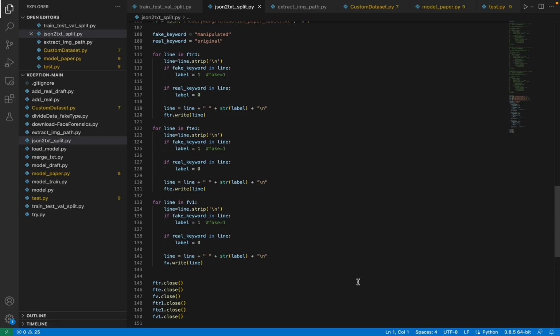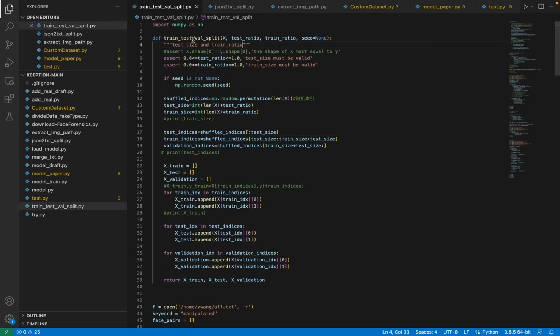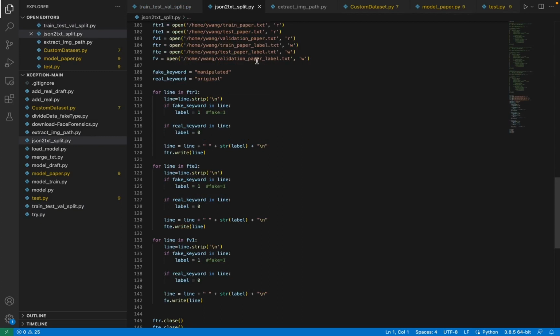After all these preparations, the next thing I need to do is re-implement the Xception model. First of all, we need to handle the dataset correctly. We need to split the dataset into real and fake. Also, we need to split it into train, test, and validation. There are 2 methods. Firstly, I wrote a train test validation split function and use it to input the test ratio and train ratio to split the dataset, and it's totally random.